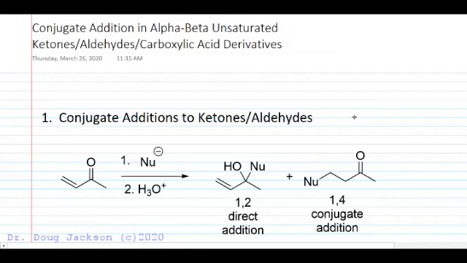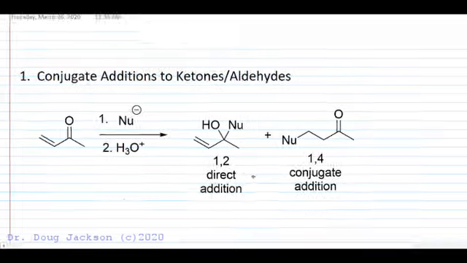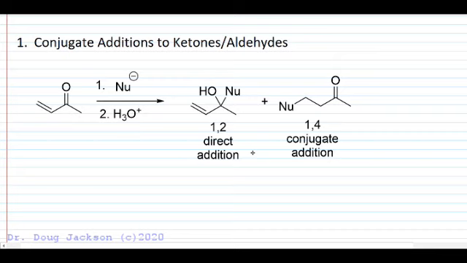All right, let's talk about conjugate addition in alpha, beta unsaturated ketones and aldehydes, and a little bit about carboxylic acid derivatives at the end here. So, situations where that 1,4 conjugate addition is preferred. If we look, there are two scenarios we might run into.